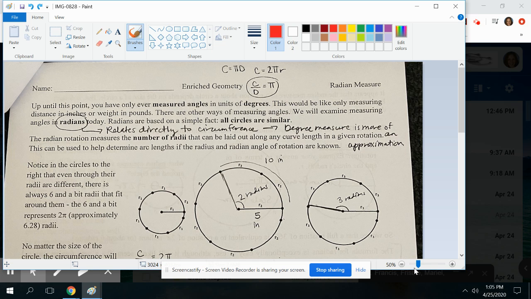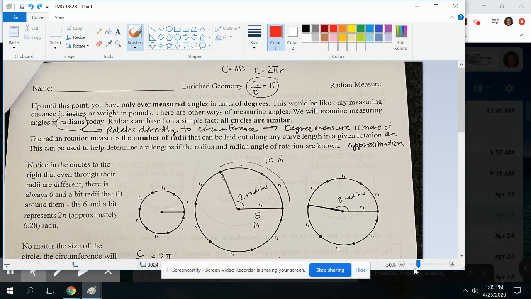Up until this point, you have only measured angles in units of degrees. Degrees measurement is actually a pretty arbitrary measurement. We think it comes from the ancient Babylonians and their observation that it takes approximately 360 days for the Earth to revolve around the sun. So in mathematics, it's not an exact measure.